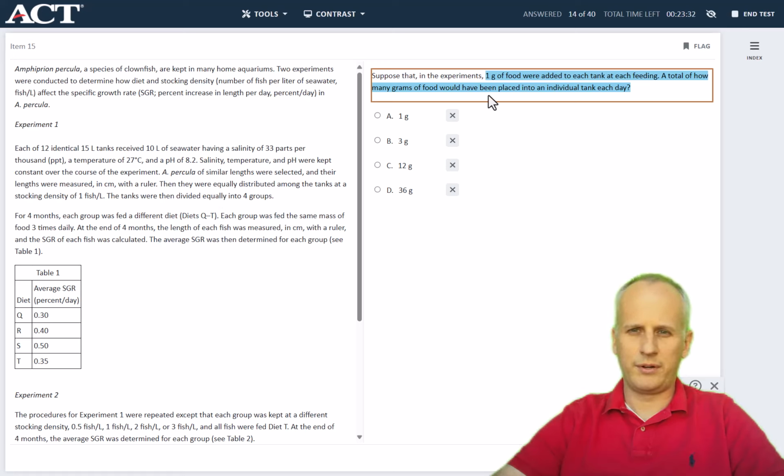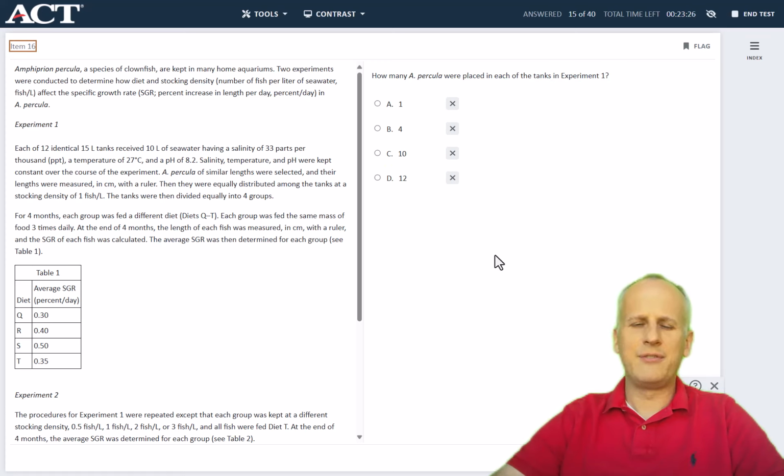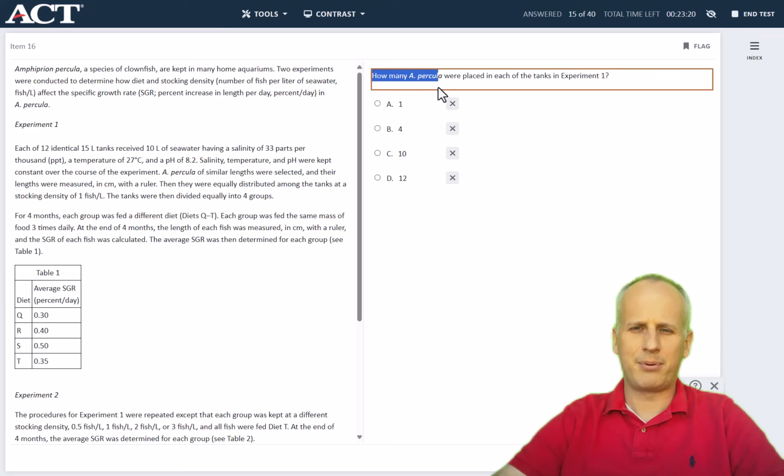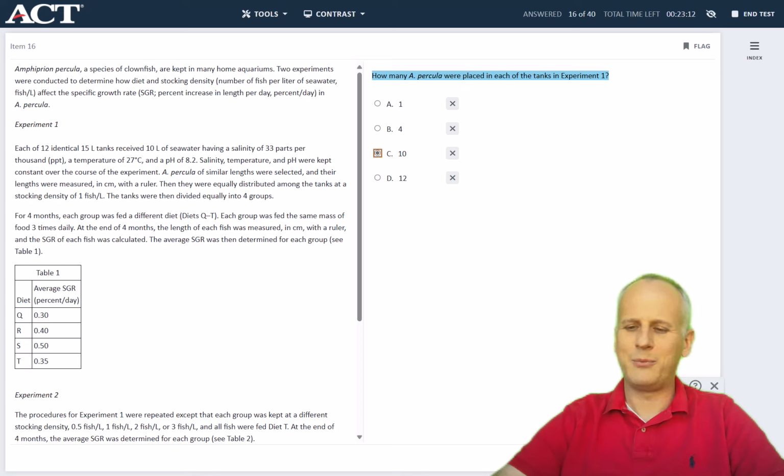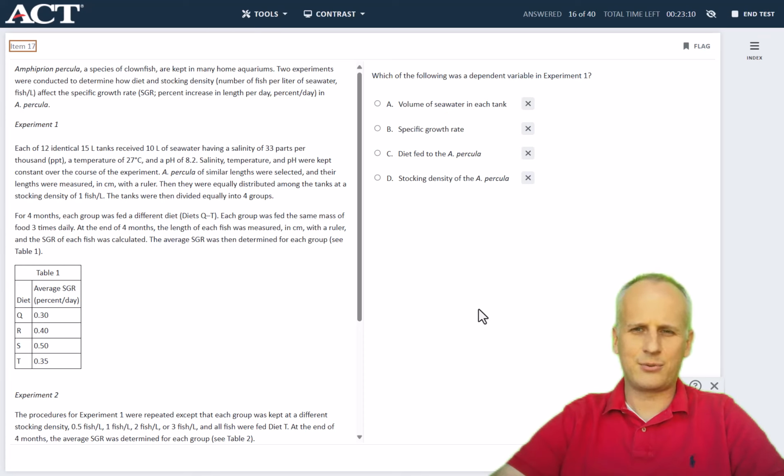So we had 1 gram 3 times daily is 3 grams, and we are done. Can move on to the next question. Then we've got how many perkula were placed in each of the tanks. So we're looking for how many perkula placed in each of the tanks in experiment 1. We just got done reading this. We know there was a stocking density of 1 fish per liter. There were 10 liters. That means there were 10 fish, and we can move on to the next question.